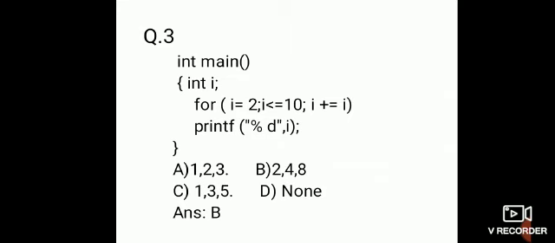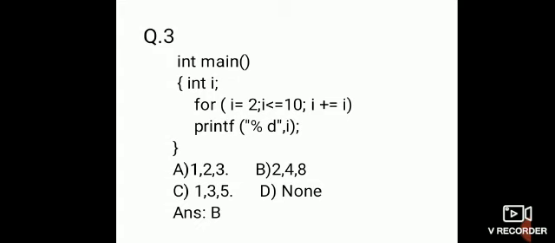Question number 3. Integer I, the declaration is correct. We start with I equal to 2, which is less than 10. The condition is true. Then print the value 2, and then I plus equals I. It means I is 2, and I plus equals I means 2 plus 2 is equal to 4. Again we check the condition. This is also less than 10. The value 4 is printed.